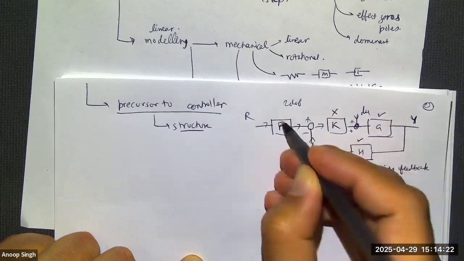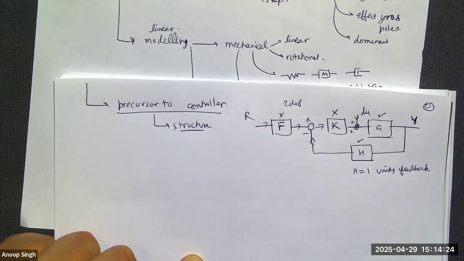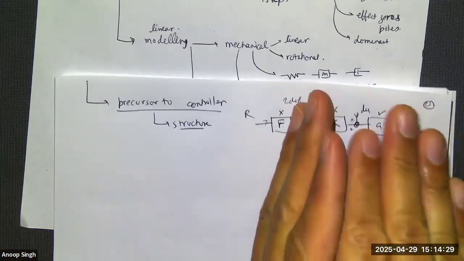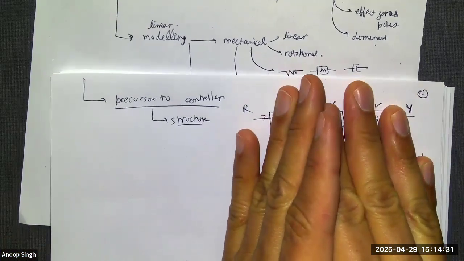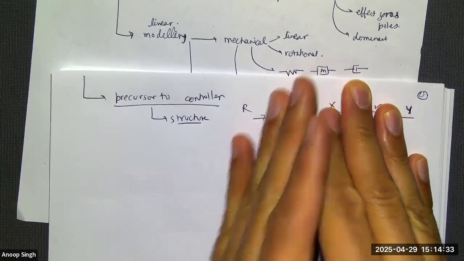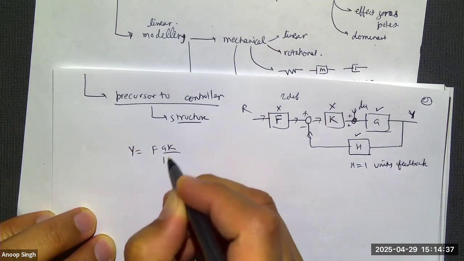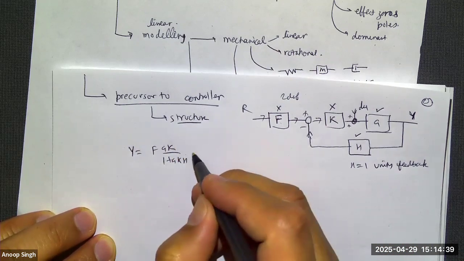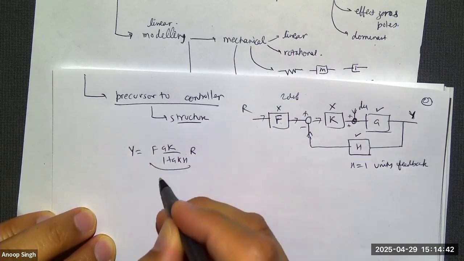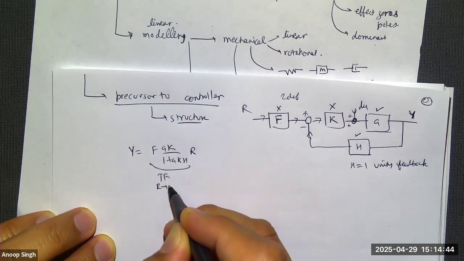Yep. These are the 2 things that we get to design, but we don't care about any of those things. We care about the overall system like this. So the overall system could be written like this. It is FGK over 1 plus GKH times the reference. This is the transfer function from a reference to output.